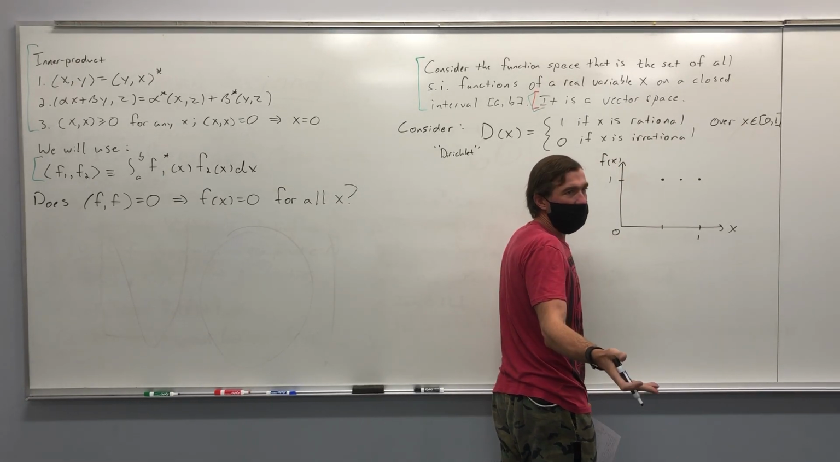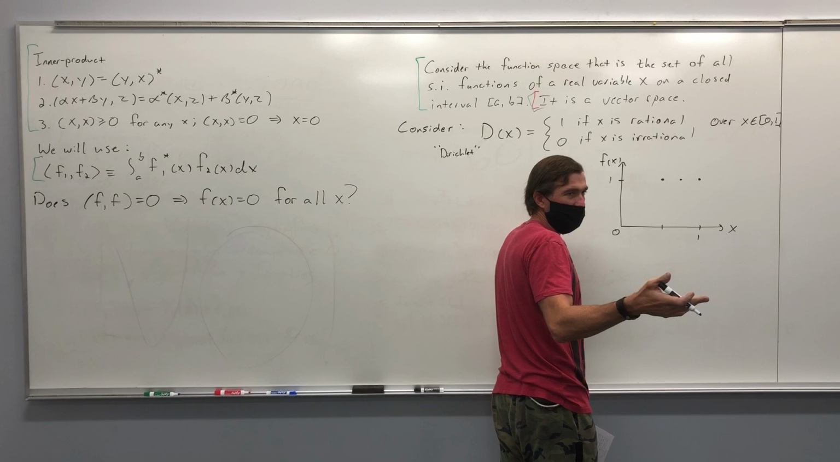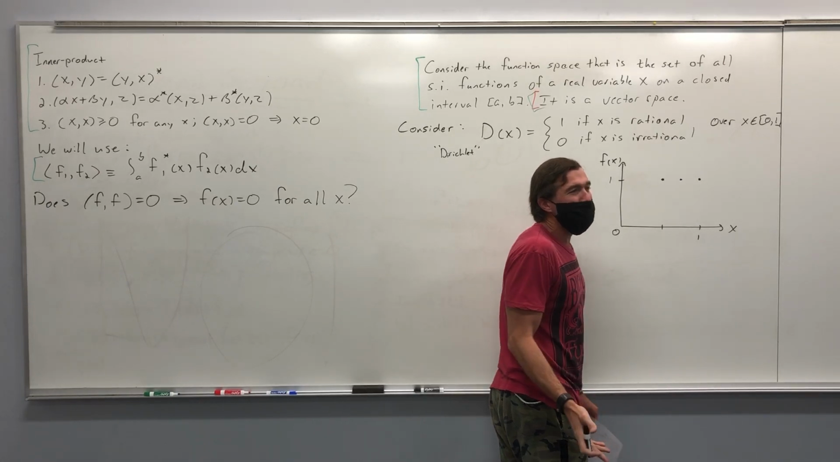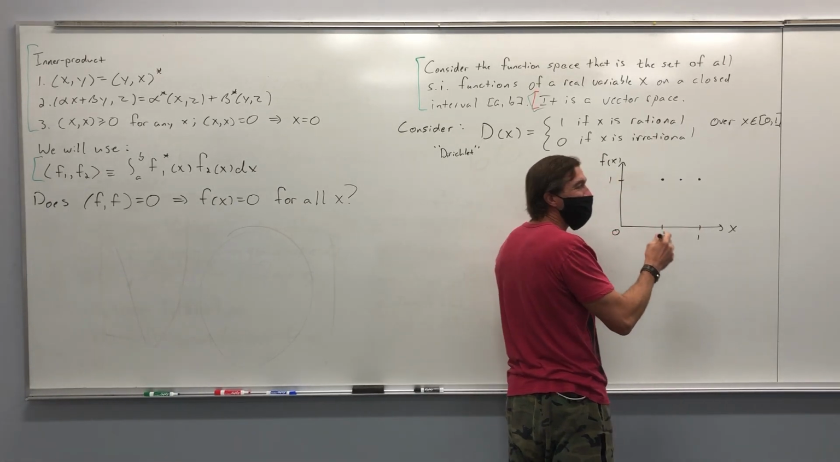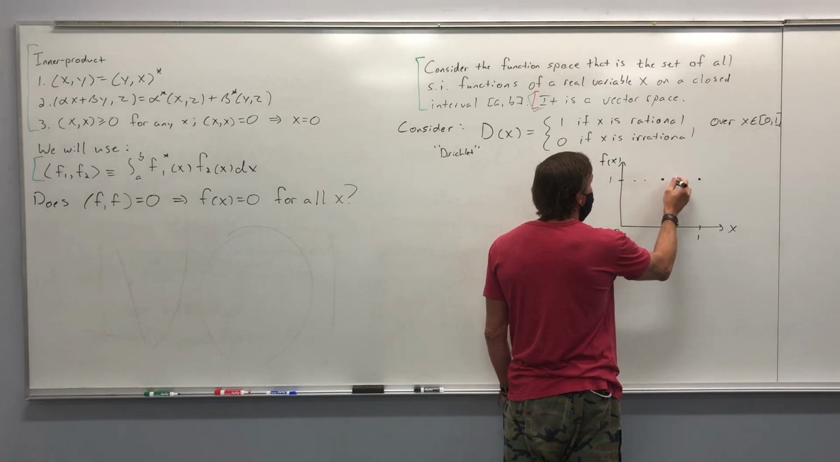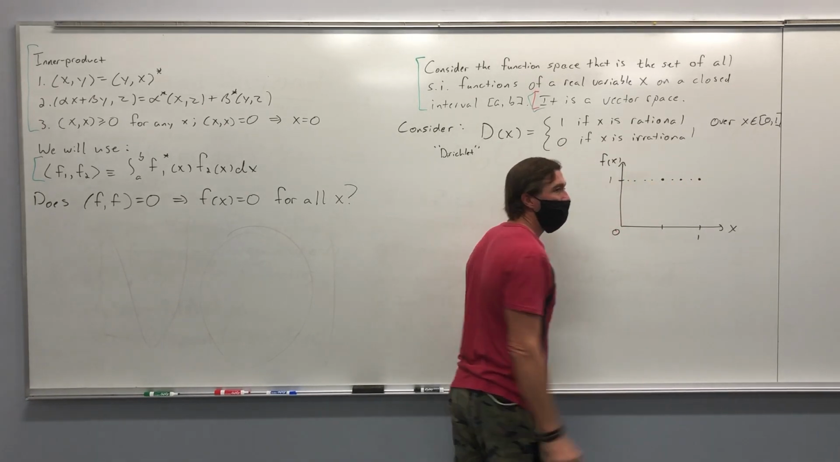The square root of 2, or is that on there? That's going to be 0. Or 1 over the square root of 2, it doesn't matter to me. It's going to be a lot of points.